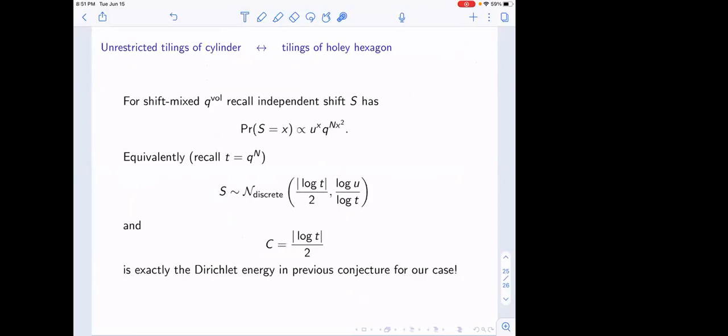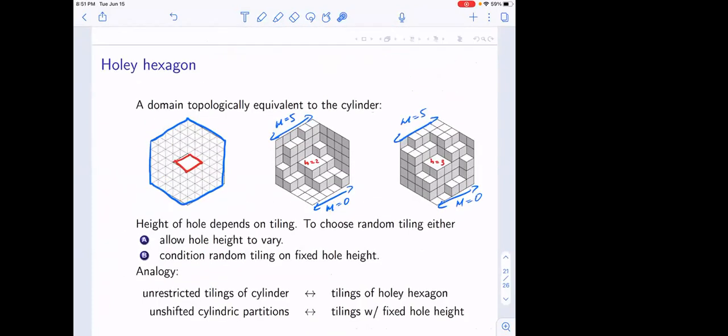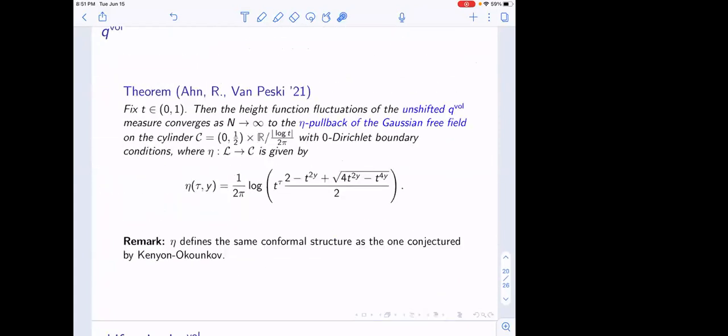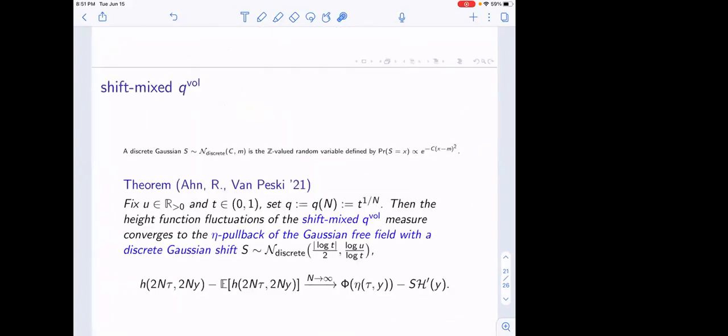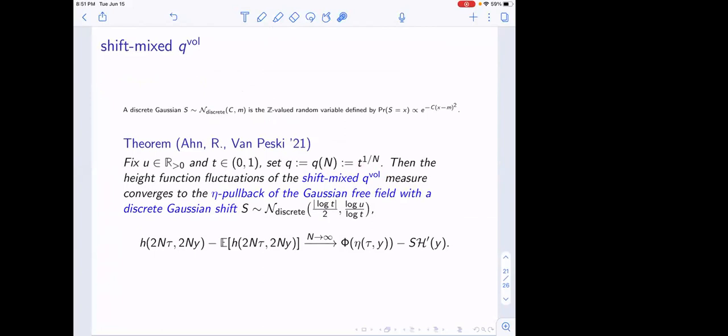Let me just say a few words about difficulties in the proof of those results. The unshifted Q to the volume measure converges to the Gaussian free field with 0 boundary conditions, so there is no additional shift. But as I said, in this case we don't have a nice determinantal structure of the Q to the volume measure. However, in the shift mixed Q to the volume measure we have a very nice determinantal structure, but the problem is that, in addition to the Gaussian free field, we have this discrete Gaussian shift, which is not easy to deal with.